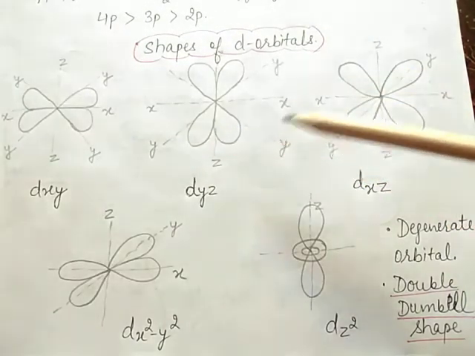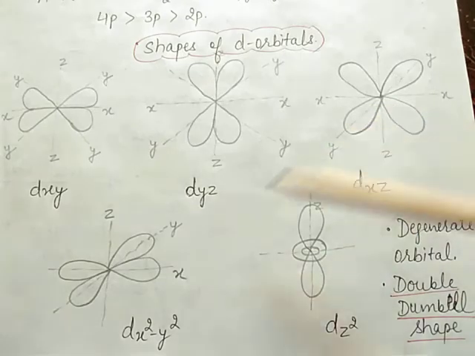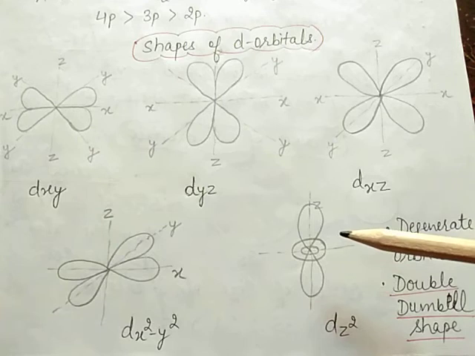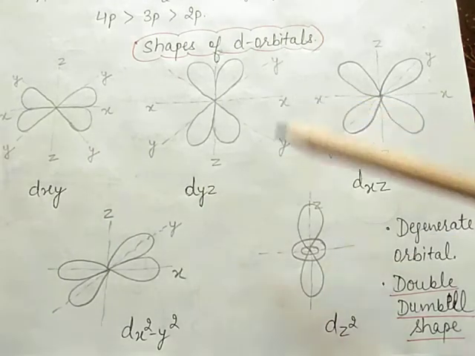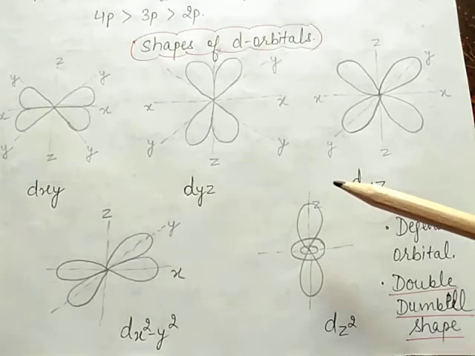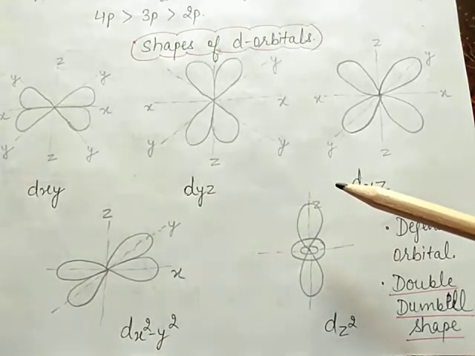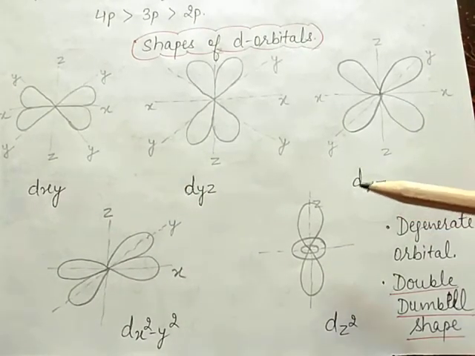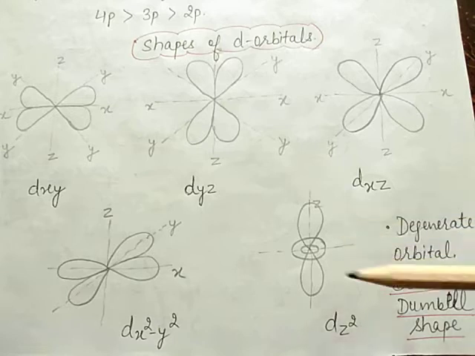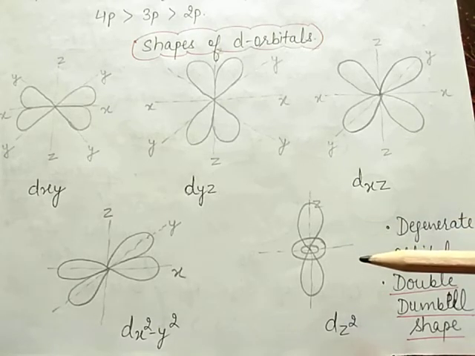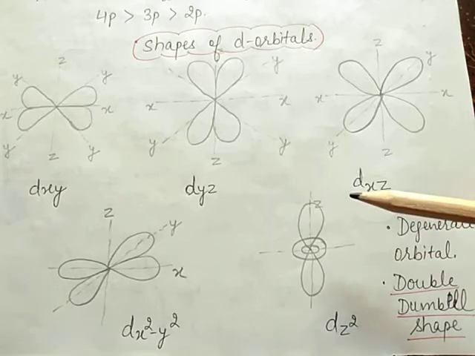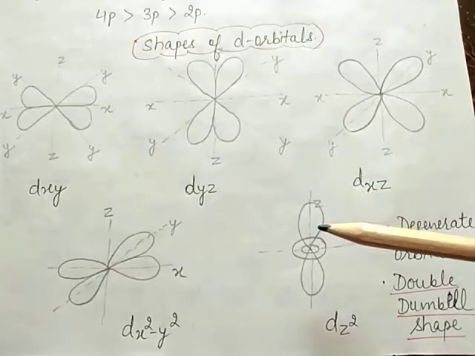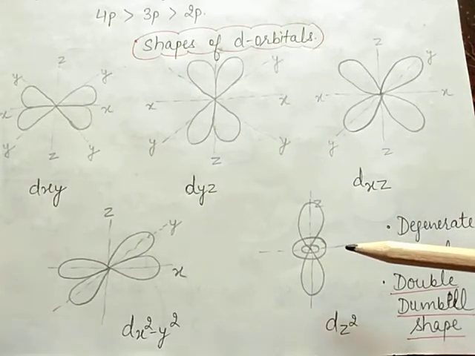The first 4 orbitals have similar shape, but the fifth orbital is different from the other 4 orbitals. It means d orbitals having higher value of n, like 4d, 5d, also have shape similar to 3d but differ in energy and size.